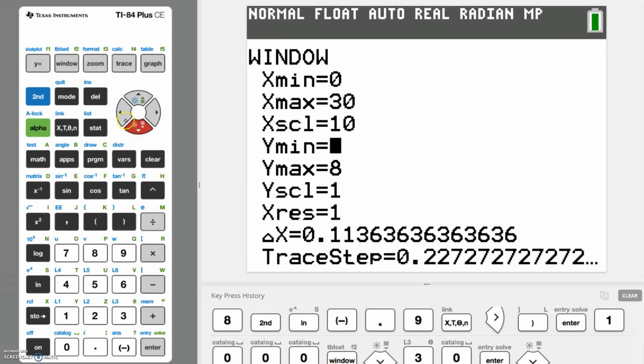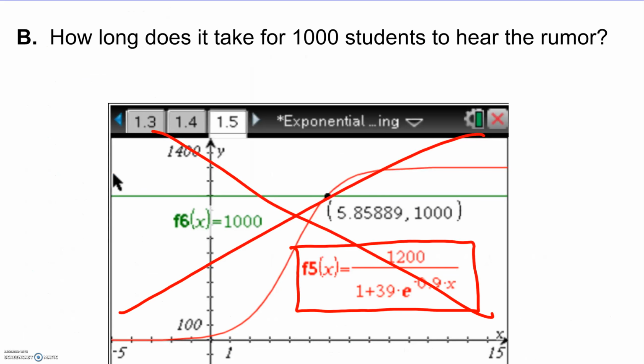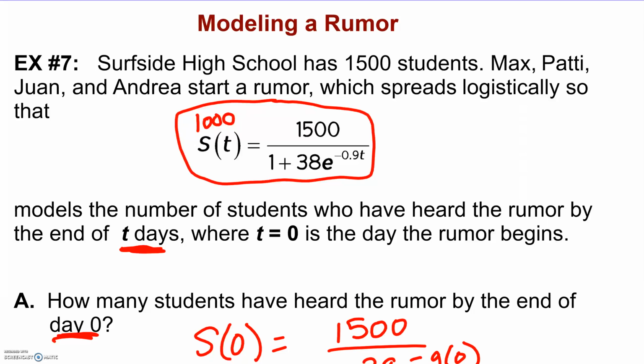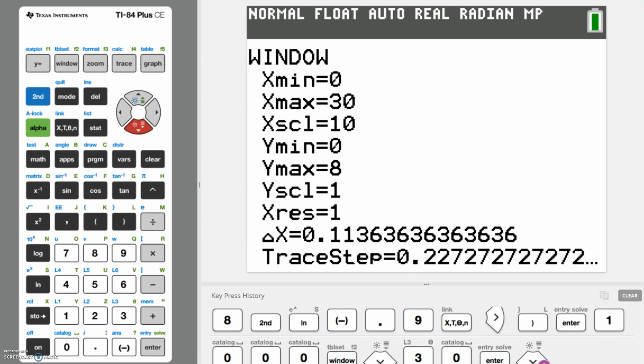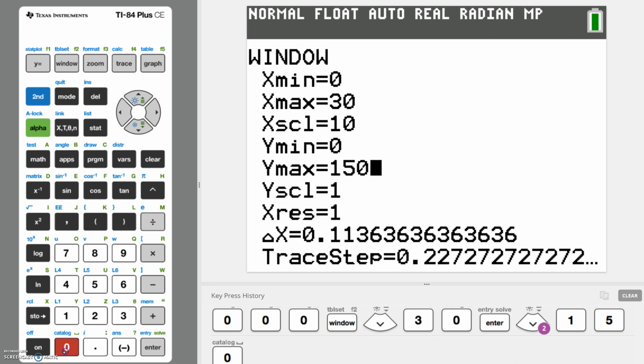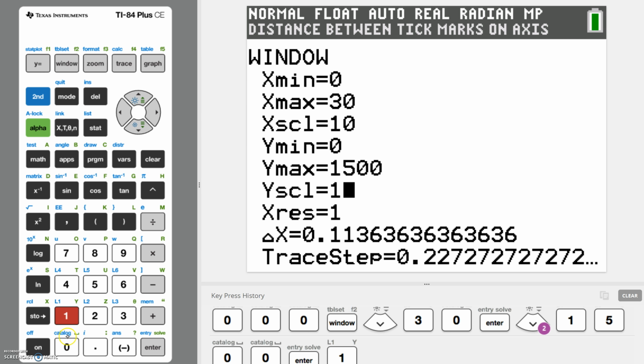And then on the y, that represents the number of students who've heard the rumor. So it's going to be greater than 0. And the y max, remember that in your function, this number in the numerator here, that's the limit to growth. So that is as many students as can hear it. And that's because there are only 1,500 students in the whole school. So we know that our maximum here is just going to be 1,500. I'll scale that by 100.